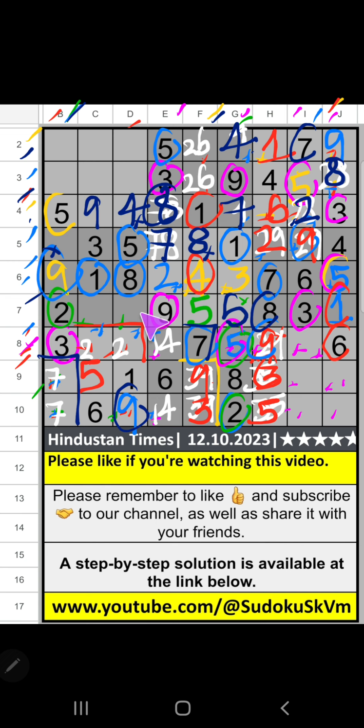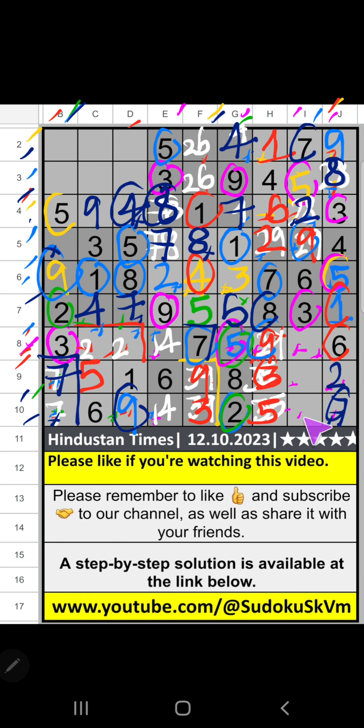Seventh row, two numbers are remaining, 4 and 7. Column D, we have 4. So 4 can't come in this cell, 4 is confirmed here. Then 7 is here. Column G, two numbers are remaining, 2 and 7. 10th row, we have 2. So 2 can't come in this cell, 2 is confirmed here. Then 7 is here. 10th row, we have 7. So 7 can't come in this cell, then 7 is confirmed here.